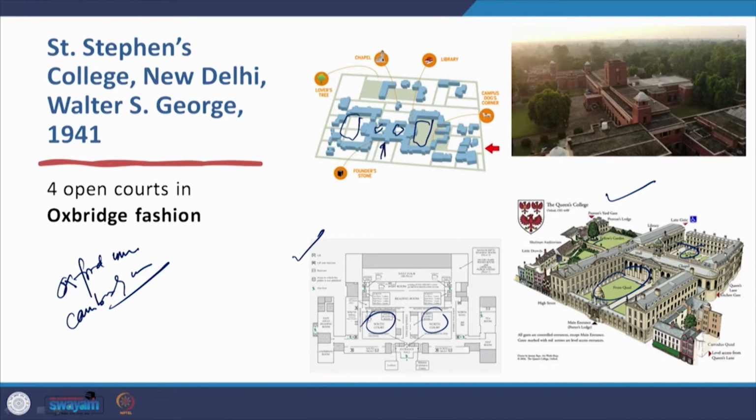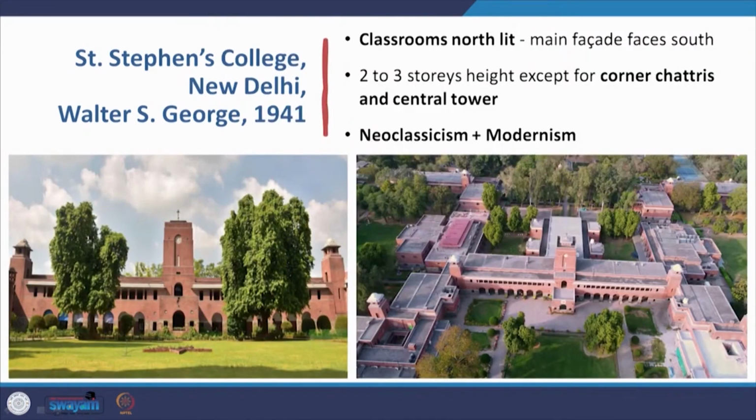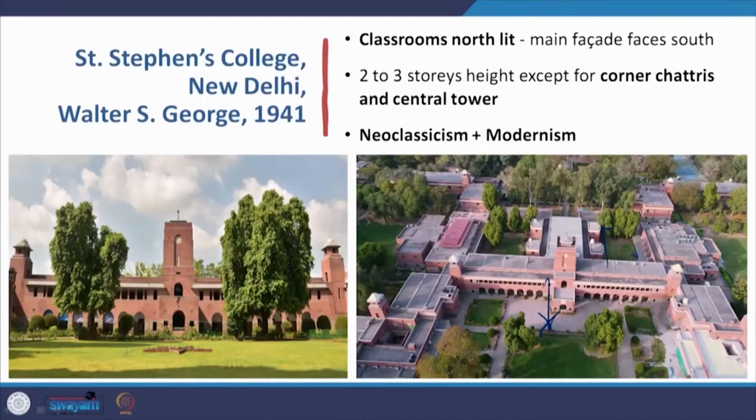So what you see here in this image, this is where we enter the college, and now the classrooms themselves are north lit. The main facade is facing south, the classrooms are facing north, and that is a very important thing that Walter George does by bringing in diffuse light for studying into the classroom. The building itself is 2 to 3 stories high, except for these corner chhatris that you see here and the central tower here. So chhatris are in play because Walter George was deeply influenced by Lutyens, and he did bring in these chhatris from Lutyens' work.